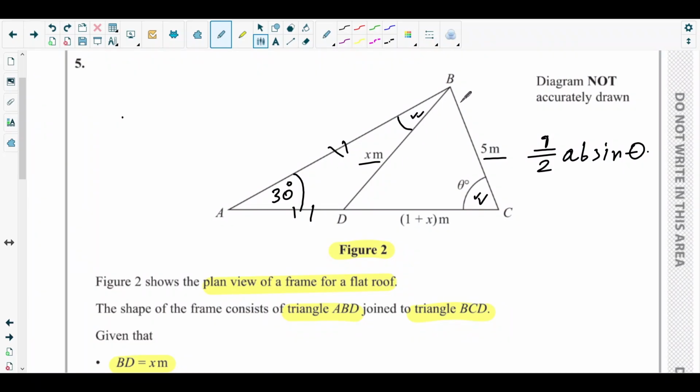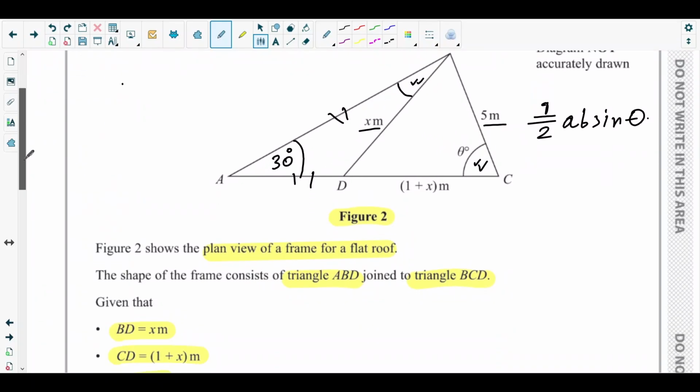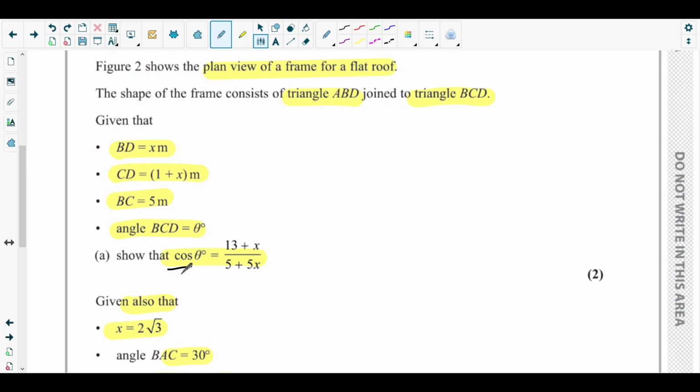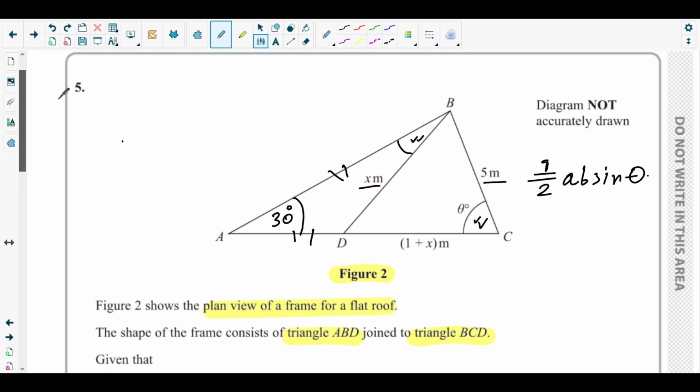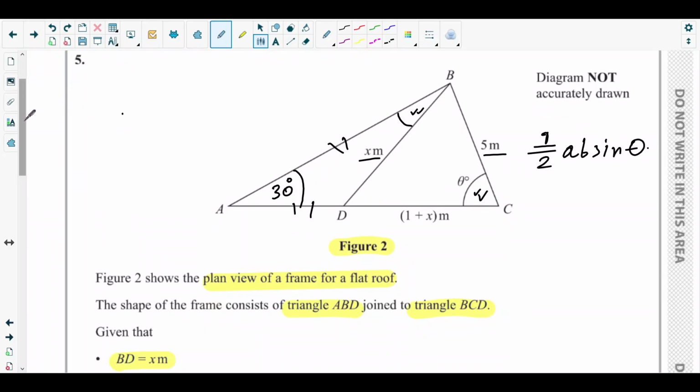So let's consider the angle BCD at first. If you consider the angle BCD, theta is given. We can figure it out from the cos theta from part A. The value for x is given, so at first consider the value for theta.